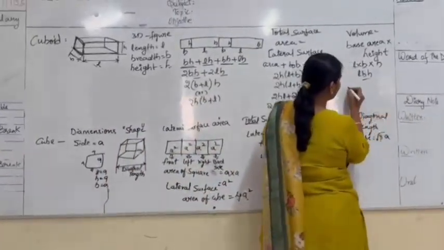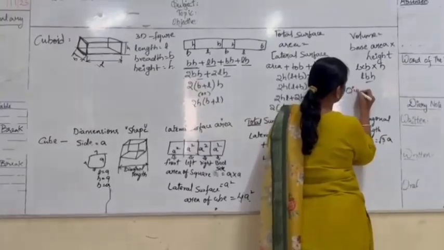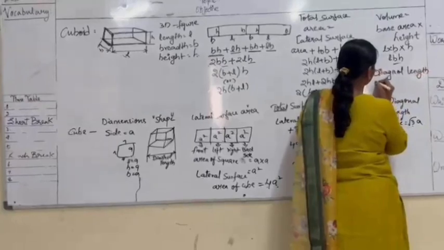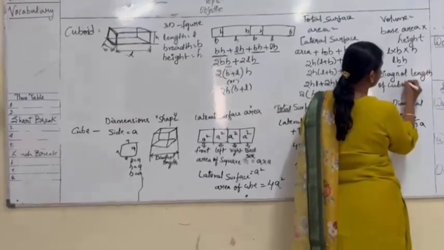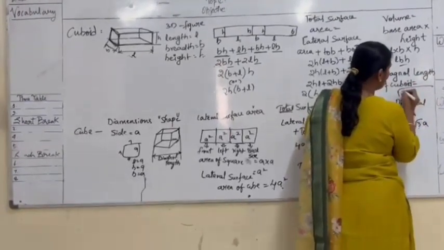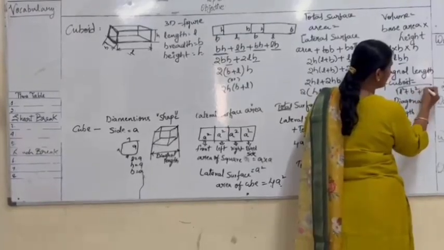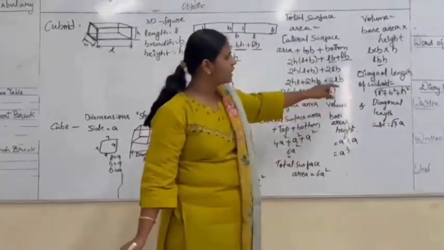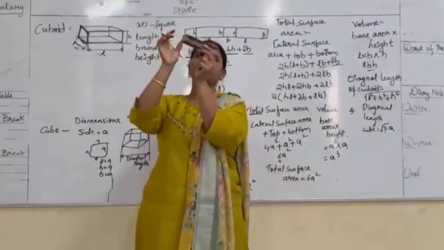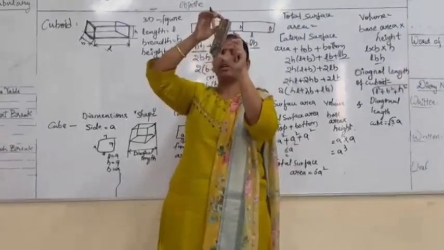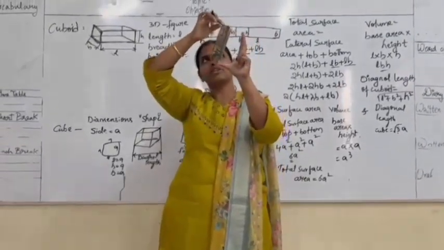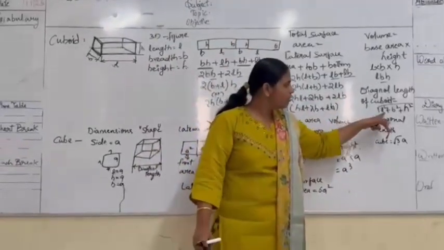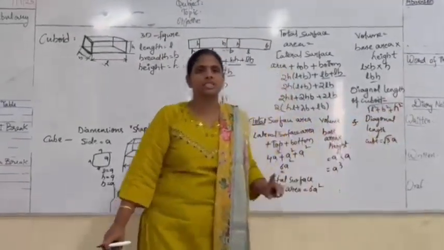Again, while coming to the diagonal length of the cuboid, it is with the formula root of L square plus B square plus H square. This is the diagonal length of the cuboid. Means from this point to this point. These 2 points, the diagonal length means from this corner to this corner, the formula will be root of L square plus B square plus H square.